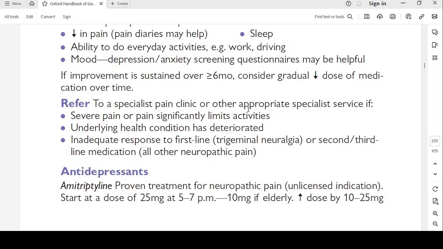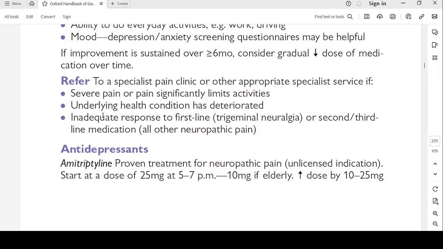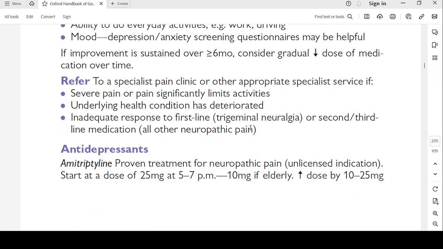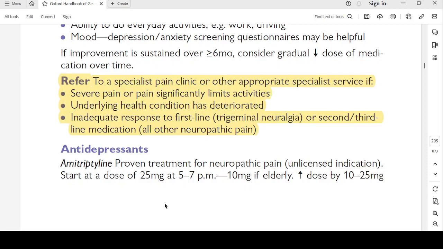Refer to a specialist pain clinic or other appropriate specialist service if severe pain or pain significantly limits the activities, underlying health condition has deteriorated, inadequate response for first line drug like in trigeminal neuralgia or second or third line medication, all other neuropathic pain, then you need to refer. These are the conditions where you refer the patient.